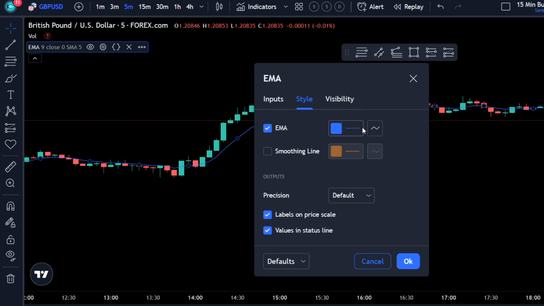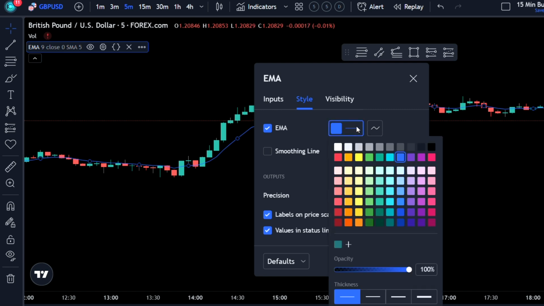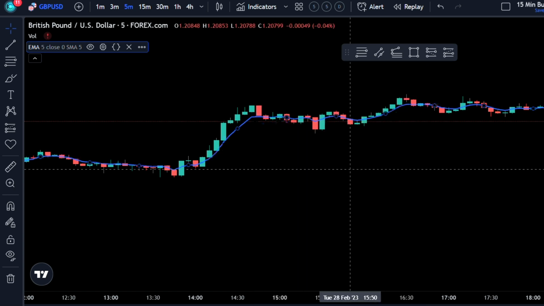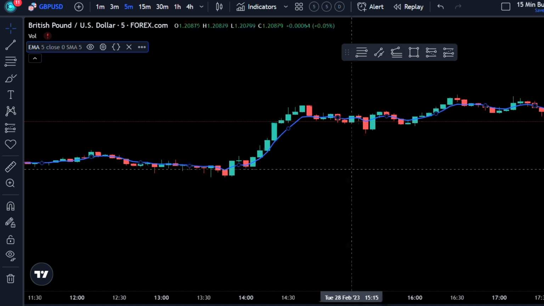So let's make some changes to that. We're going to come here, go into settings. I'm going to make this a little bit thicker first, so it's easier to see. Go into inputs, and for length, you're going to use 5. We're going to use the 5-period EMA, the exponential moving average.